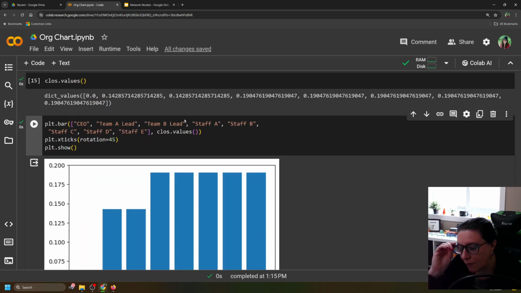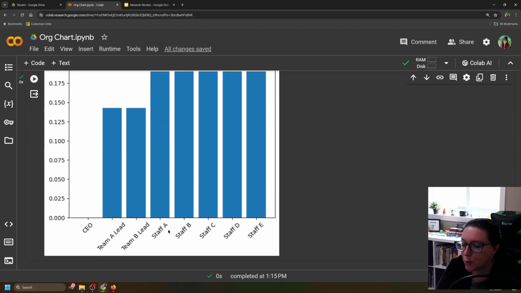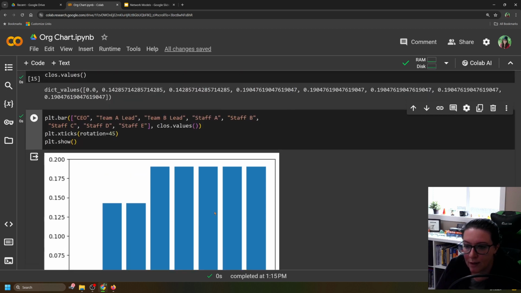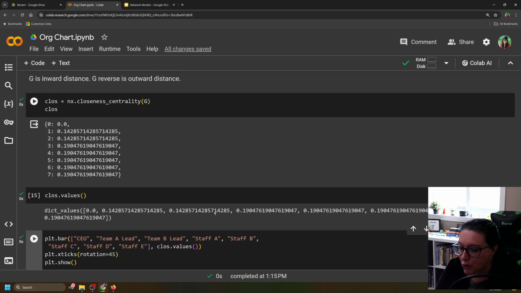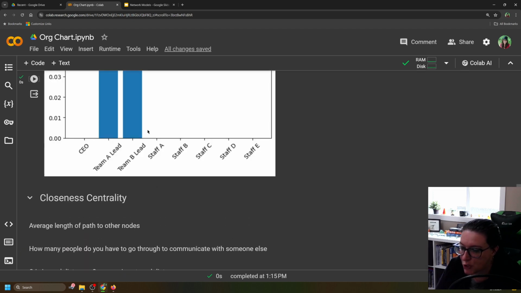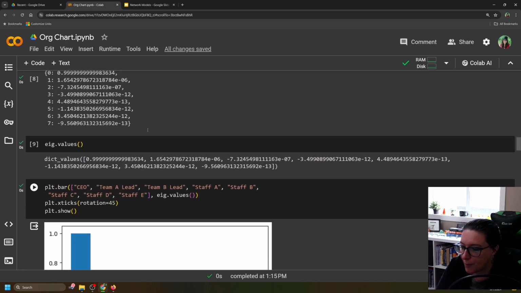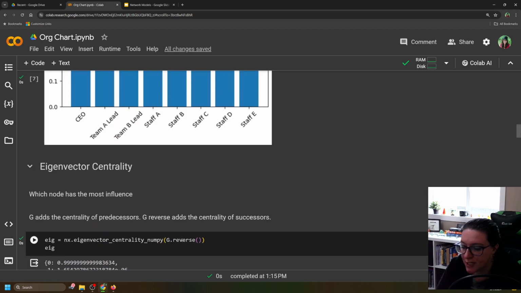In terms of closeness, we would look at these individuals. They don't actually have a lot of closeness, in the way that it's a highly structured hierarchical site. So what we would do is change this, not from G, but we would want to do G reverse, similar to what we did up here, where it's G dot reverse. So we want to put it like this.